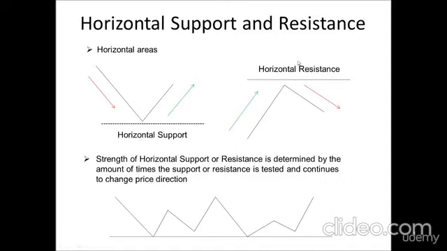A horizontal resistance area is a horizontal area within financial markets that changes price from a bullish direction to a bearish direction. Once again, from my diagram, price is bullish. Once we reach the horizontal resistance area, price becomes bearish.